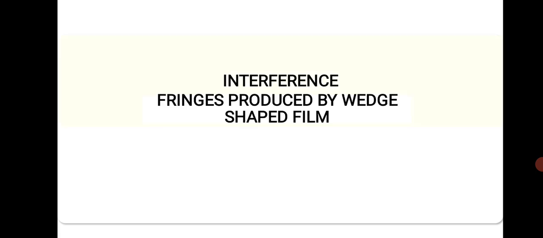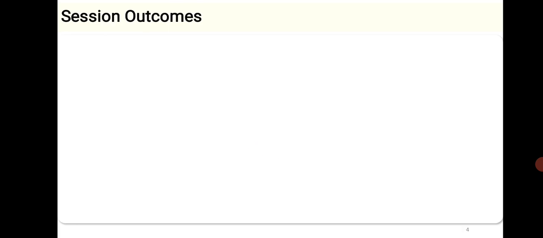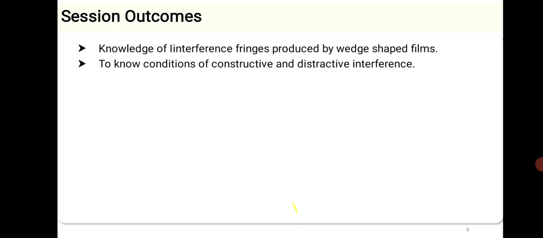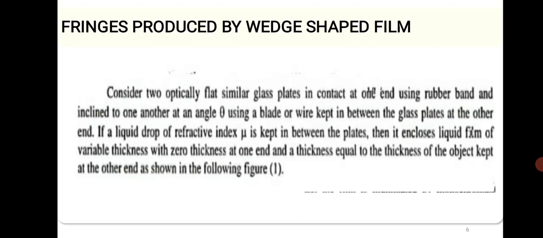Interference fringes produced by wedge shaped film. The learning objectives are to know the interference fringes produced by wedge shaped film and the constructive and destructive interference produced. Prerequisites for the session: one should understand the interference of light, Young's double slit experiment, and constructive and destructive interference. Okay, fringes produced by wedge shaped film.